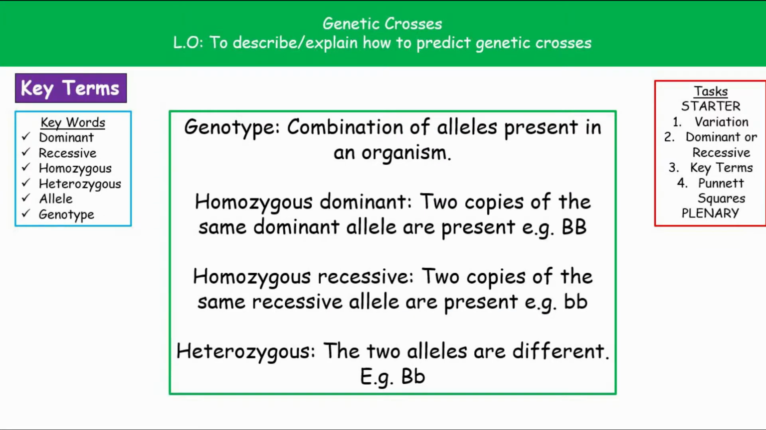So the last 4 definitions we need to know for today's lesson. Genotype is our first one. Now the genotype just tells us the combination of alleles that are present in an organism.